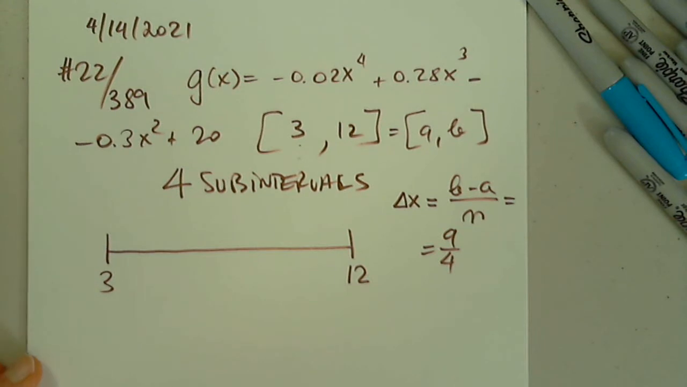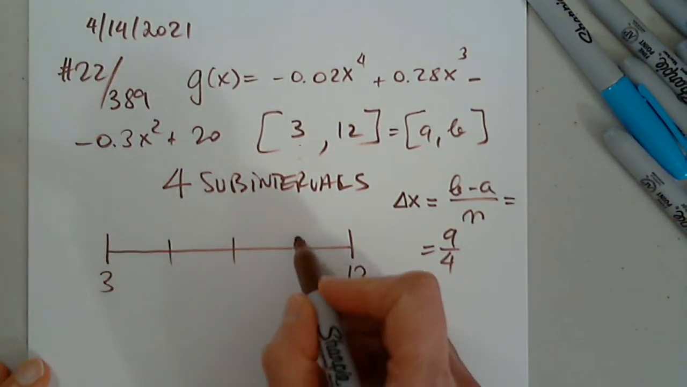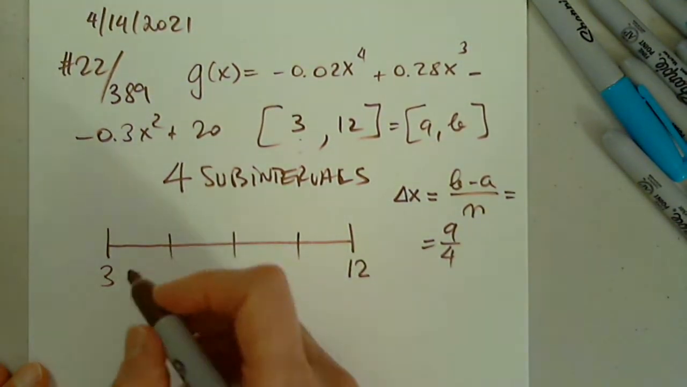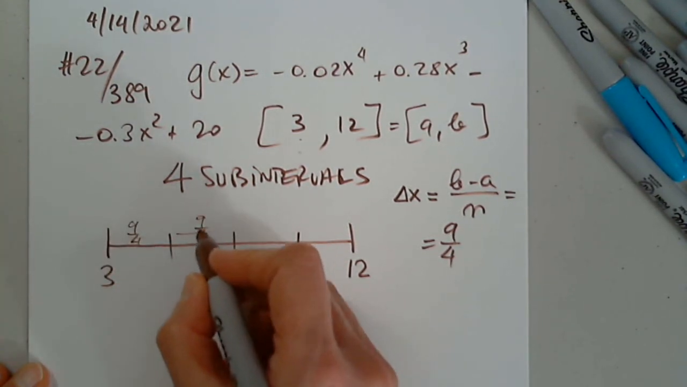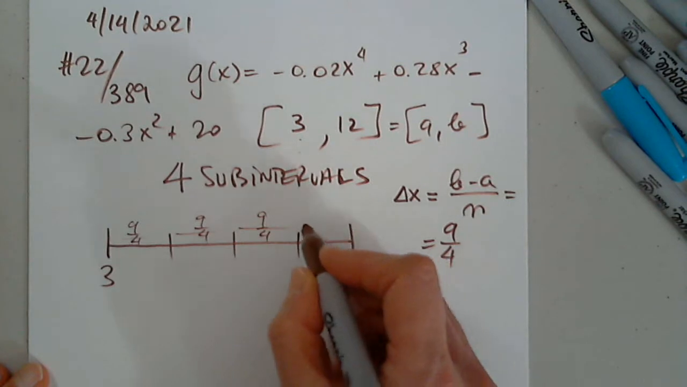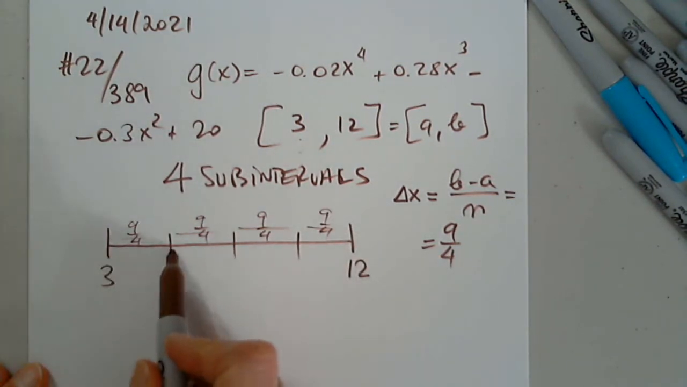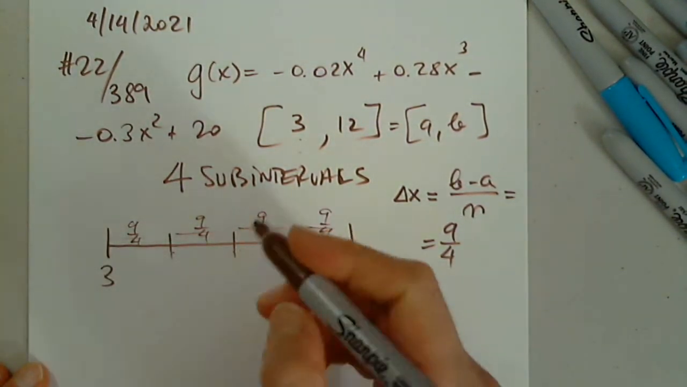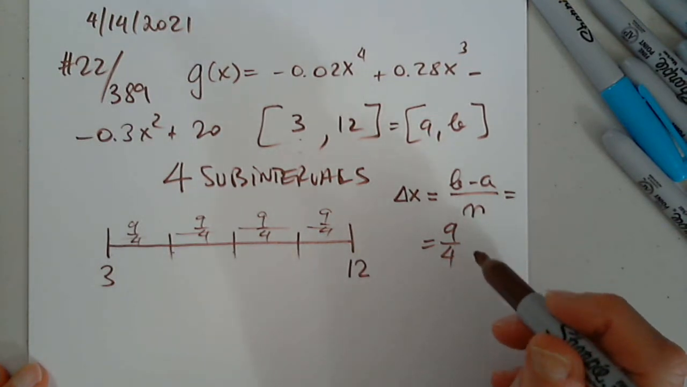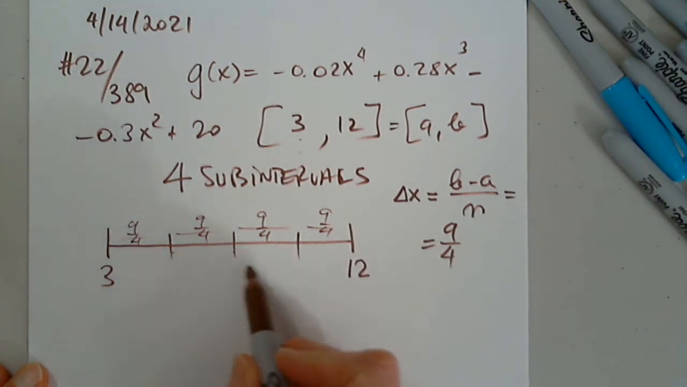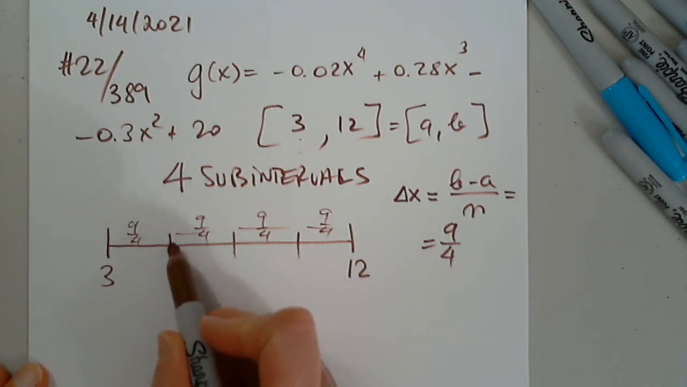And so 4 subintervals. This width here is 9 over 4, this one is 9 over 4, this one is 9 over 4, and this one is 9 over 4, between every point. So now the middle, 9 divided by 4, will be the exact middle. So now we have to determine these points.